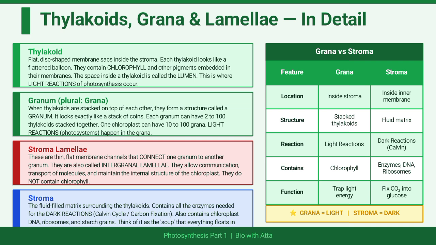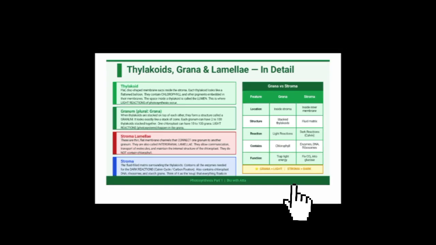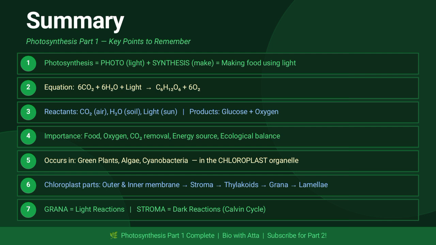So, to summarize the structure, the chloroplast has an outer and inner membrane, a stroma in the middle, and thylakoids stacked into grana, all connected by lamellae. Remember, grana are for light reaction, stroma is for dark reaction. So, today we covered photosynthesis part 1: the definition, equation, importance, where it occurs, and the complete structure of the chloroplast. In part 2, we will go deeper into the light reaction and the Calvin cycle.